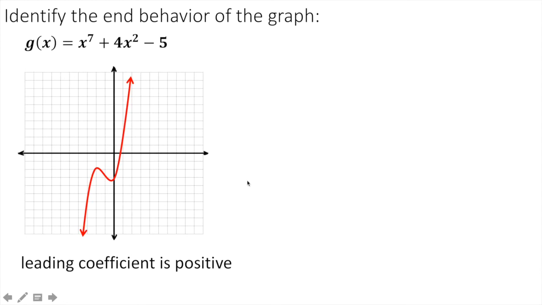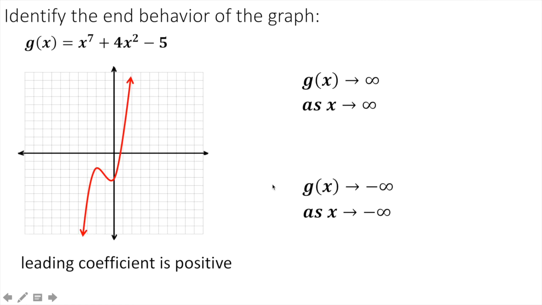So again, I'm going to bring this in. As x gets larger, as x approaches infinity, my g of x in this case gets larger as well. g of x approaches infinity. And as x gets smaller, as x approaches negative infinity, my g of x gets smaller, or approaches negative infinity as well.